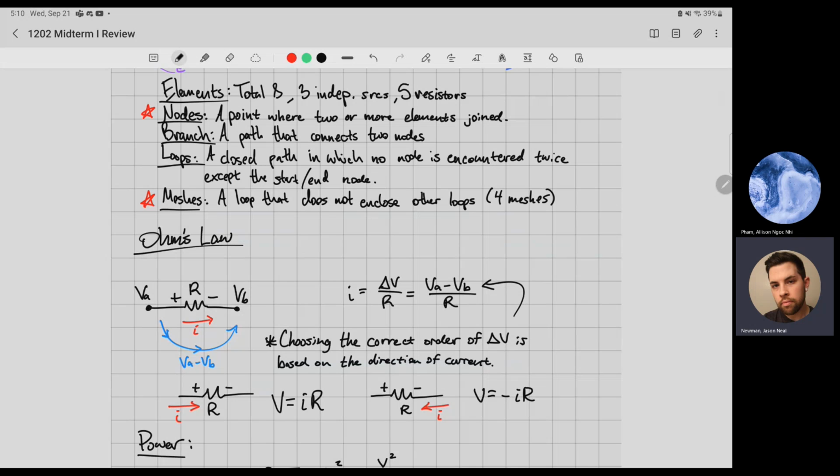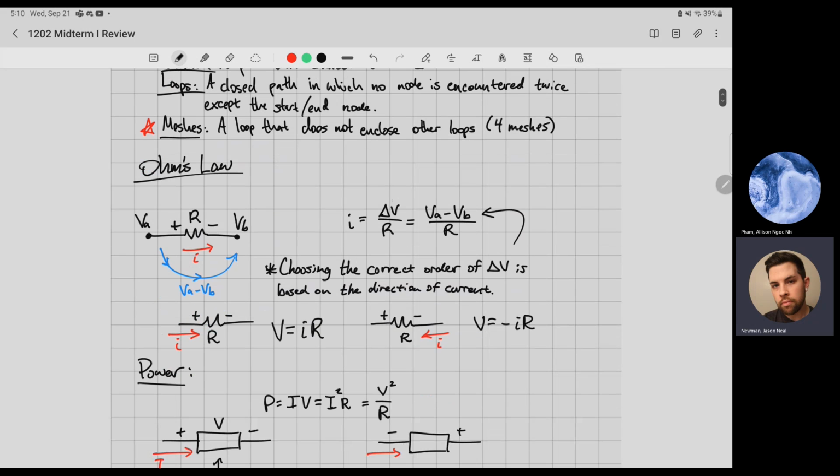But let's keep going. Ohm's law is basically if you have a resistor and you want to take the voltage across a resistor, you need to take the voltage from one side of the resistor across it to the other side. So that's VA minus VB. That's going to be delta V on top. I'm pretty sure y'all pretty much know all this. And then choosing the correct order of delta V is based on the direction of the current itself.